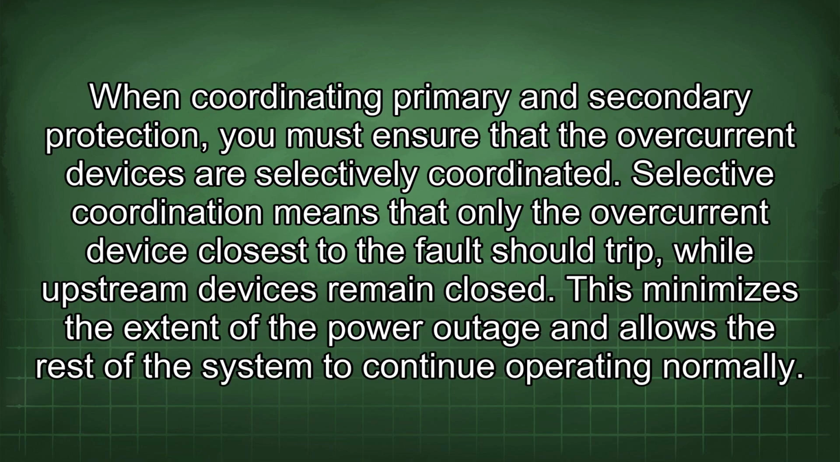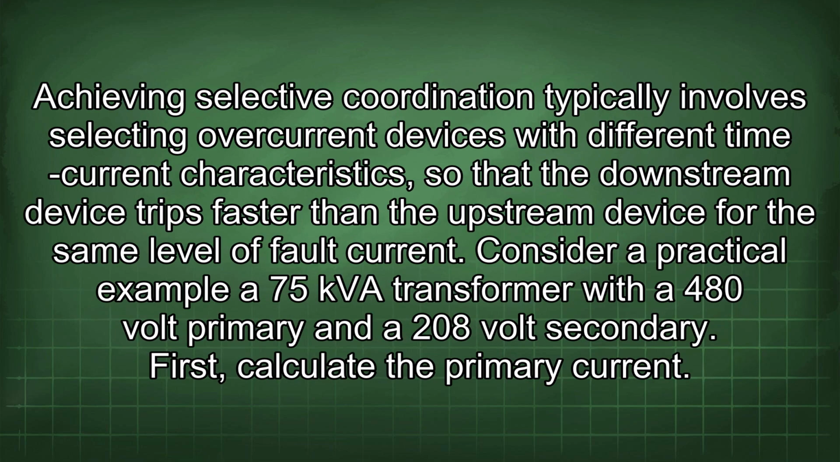When coordinating primary and secondary protection, you must ensure that the overcurrent devices are selectively coordinated. Selective coordination means that only the overcurrent device closest to the fault should trip, while upstream devices remain closed. This minimizes the extent of the power outage and allows the rest of the system to continue operating normally. Achieving selective coordination typically involves selecting overcurrent devices with different time-current characteristics so that the downstream device trips faster than the upstream device for the same level of fault current.